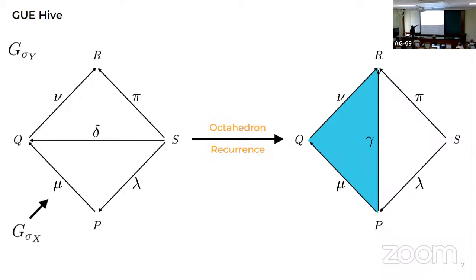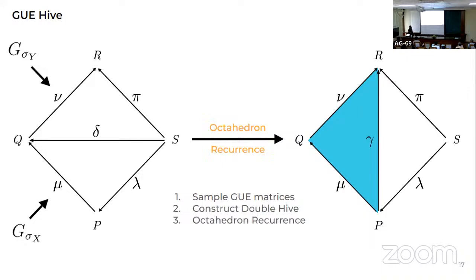So we take G sigma X and G sigma Y to be the 2 scaled versions of GUEs. So the first step is we sample 2 GUE matrices, then use the minor process to form the double hives, then do octahedron recurrence, and then finally obtain a GUE hive. So this is the process we use for obtaining GUE hives at random. And the probability of getting a hive is connected to the probability distribution we just saw.